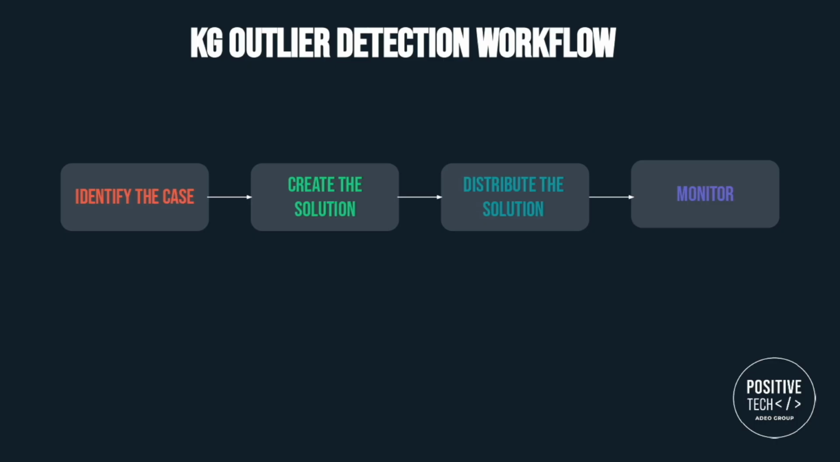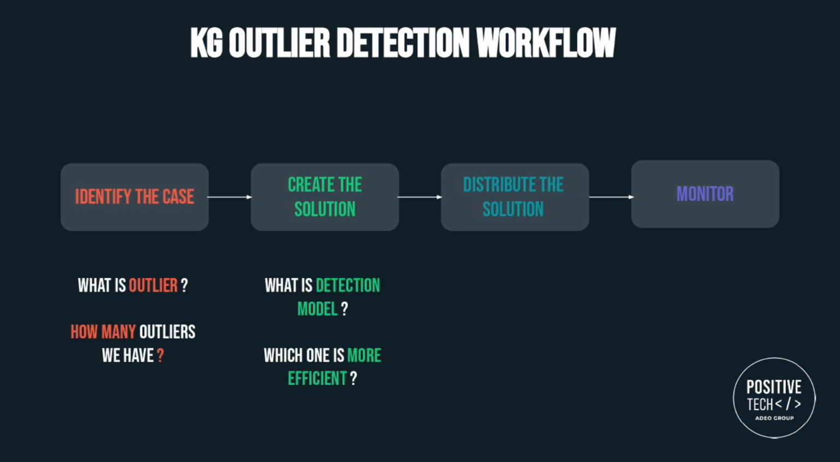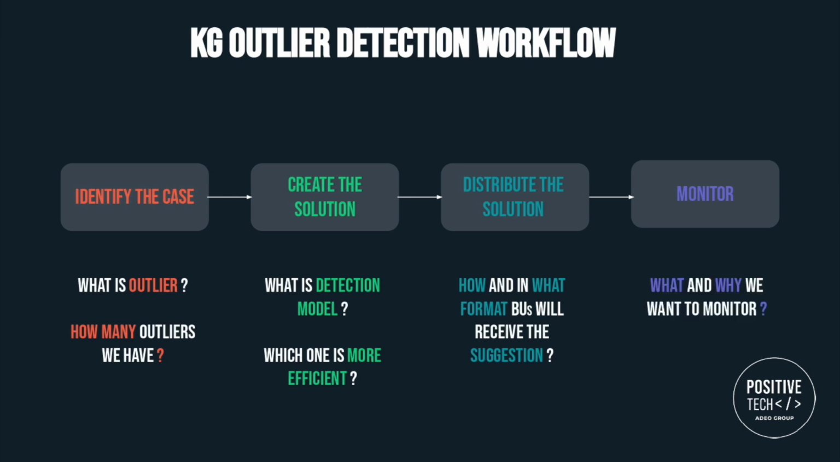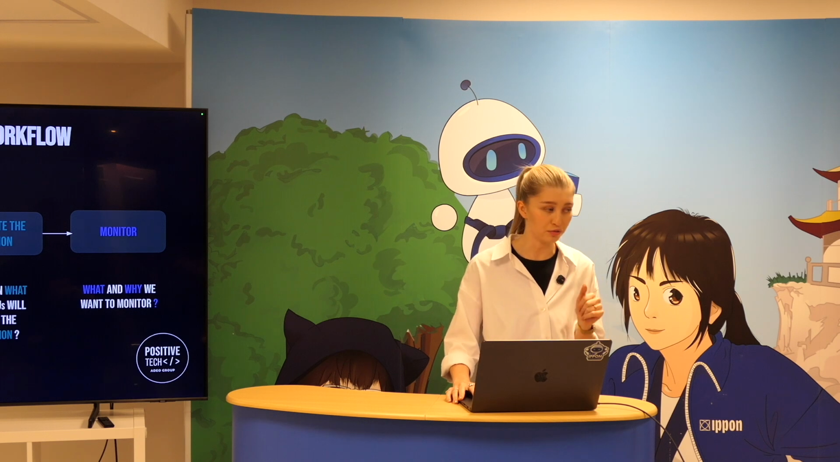So I divided my speech into 4 parts. I will explain what the case is, how we created a solution, how we distribute this solution, and how we monitor it. Of course, we need to ask the question, what are outliers and how many of them do we have? What models can we use, which one is more efficient? How and in what format can we share our suggestions with the business units, and why, and what do we want to monitor? So let's start with the first part.